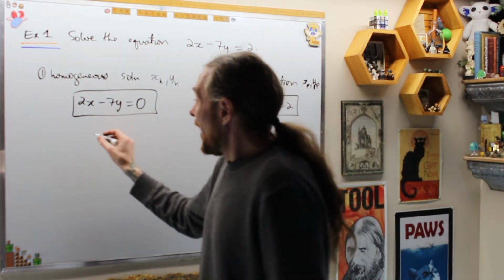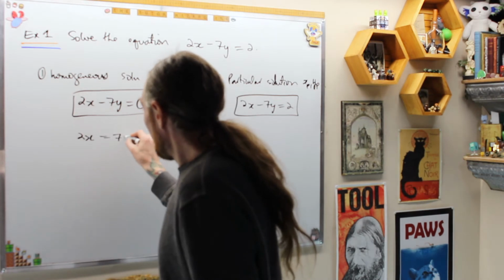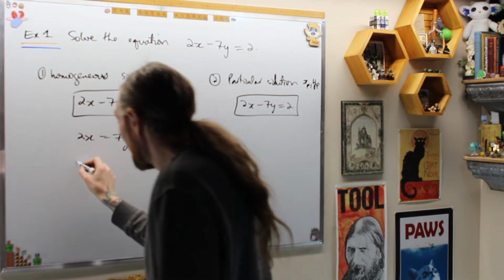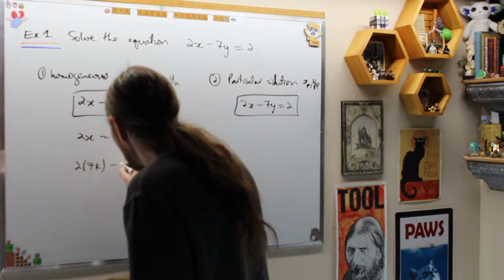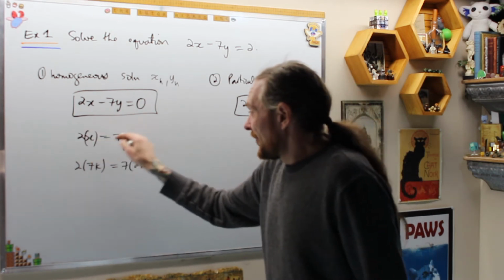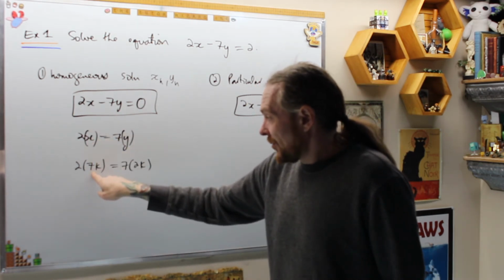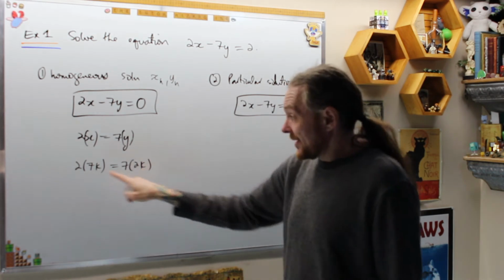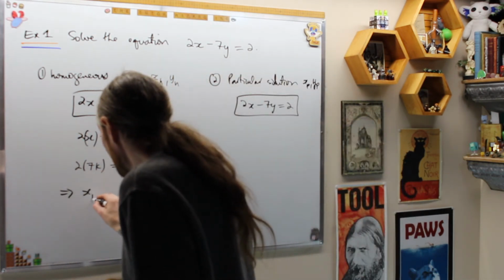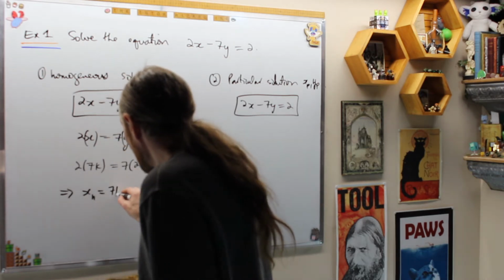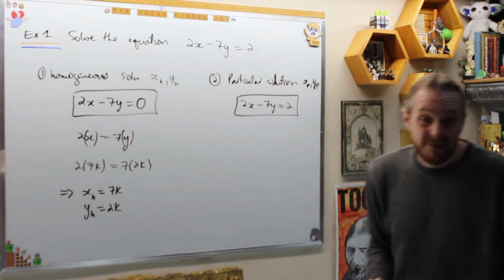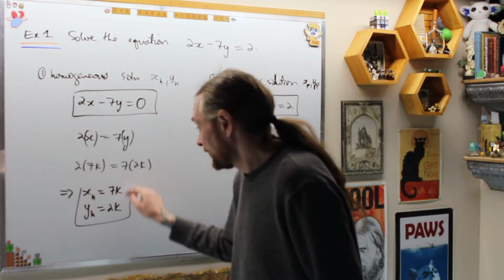How do we get the homogeneous solution? I do 2x equals 7y. I bring this one to the other side. It was already negative, so it becomes positive. I multiply by the opposite number, and then by k. And then I line this up. What I'm looking for is x equals this and y equals this, because I've matched the 2's and the 7's. So the homogeneous solution is x homogeneous equals 7k, and y homogeneous equals 2k.